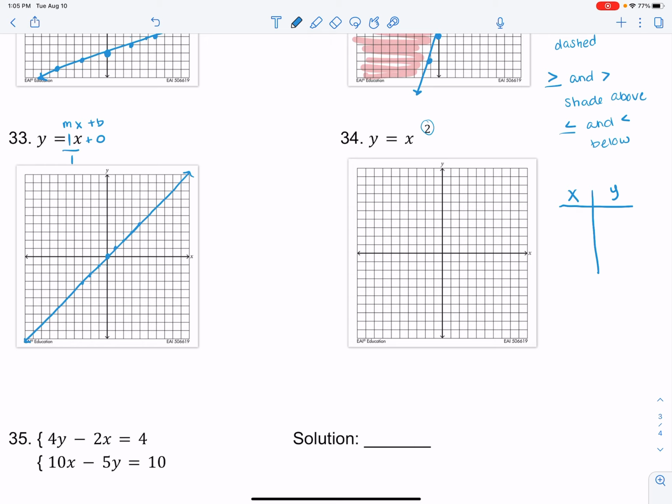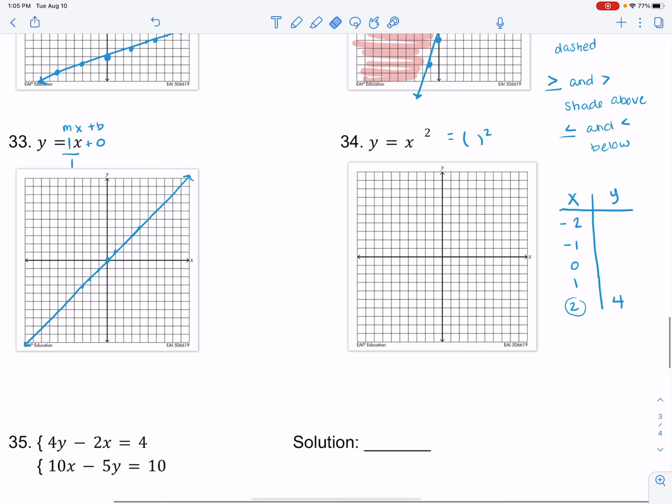So I'm going to go -2, -1, 0, 1, and 2. All right, let's start at the bottom because it's easier. If I want to know the y value when x is 2, then I'm going to take my equation and use 2 for x and square it. Well, 2 squared is 4, so y equals 4. Same thing if x is 1. 1 squared is 1.